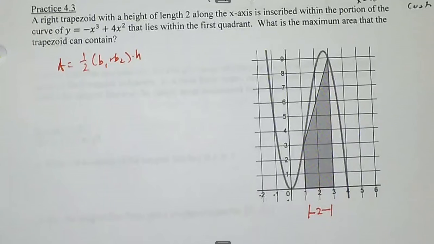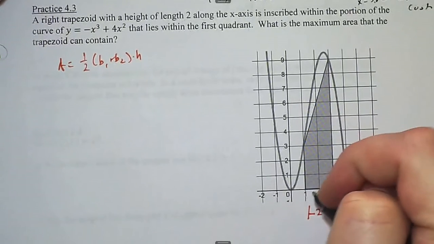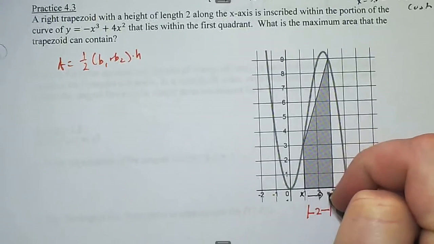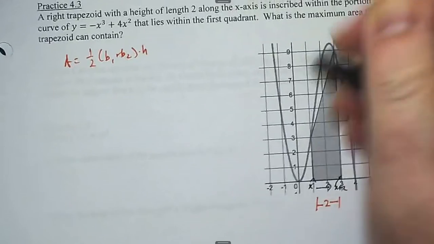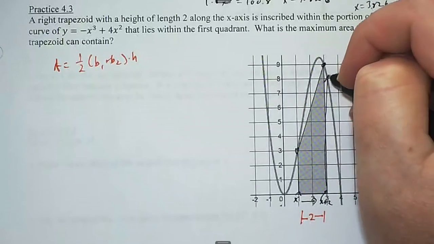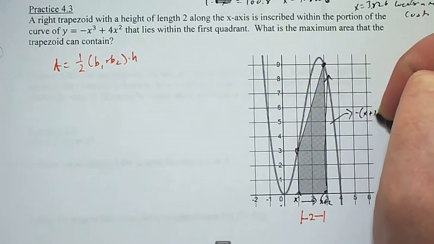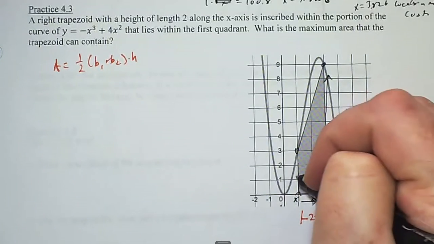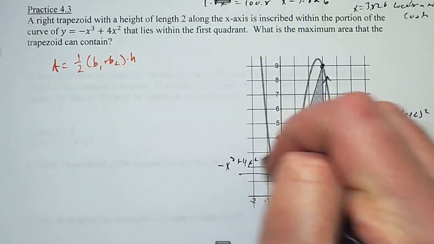Okay, so let's go over this one. We have a trapezoid, and if we let this be x, and we know the length of this side here is always 2 more, this will be x plus 2. So these points here, this height is defined by the function. So this height is negative (x plus 2) cubed plus 4 times (x plus 2) squared. And this height over here is just negative x cubed plus 4x squared, just as it is.